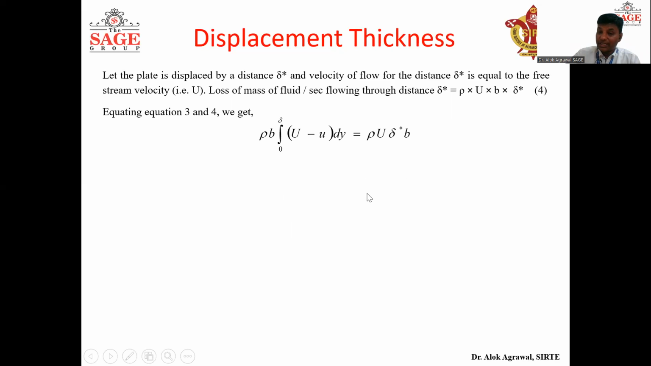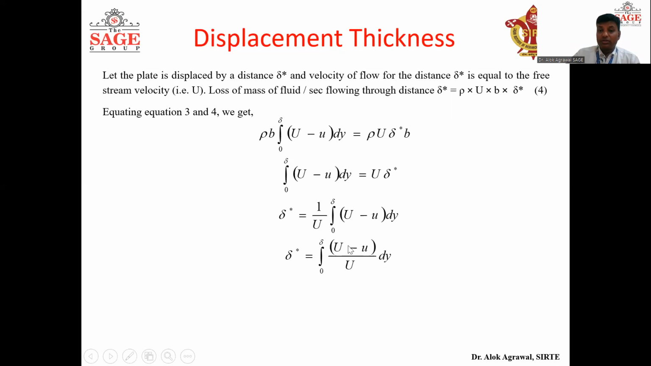Then we have to calculate delta star, so we have to keep delta star on one side and the rest of the terms on the other side. Now this is the formula for displacement thickness that we are going to use in numericals. If we solve it further, we get delta star equal to the integration from 0 to delta of (1 minus small u by capital U) dy. So this is delta star, that is, the displacement thickness.